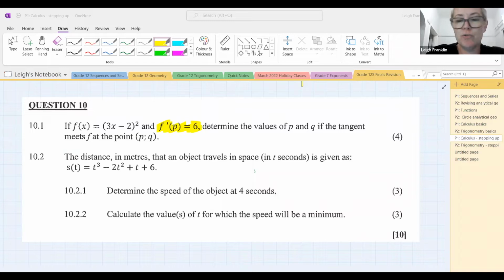All right, so the derivative at that point, your x equals p, is equal to 6. So how are we going to use the gradient to calculate the x and y coordinate at the point of tangency? What should I do? What do you think? Go for it, Boitshepo.